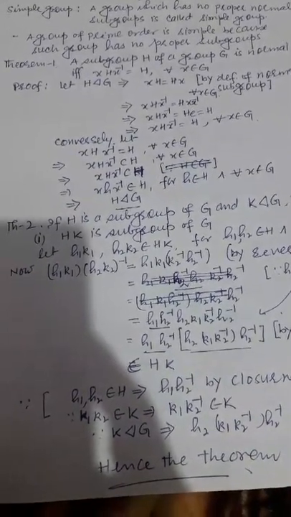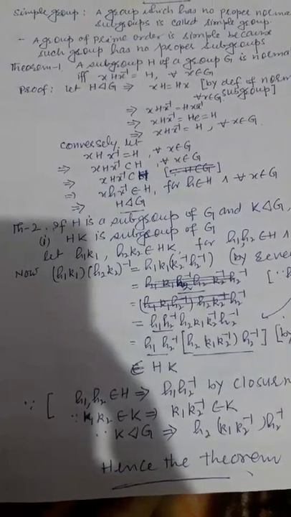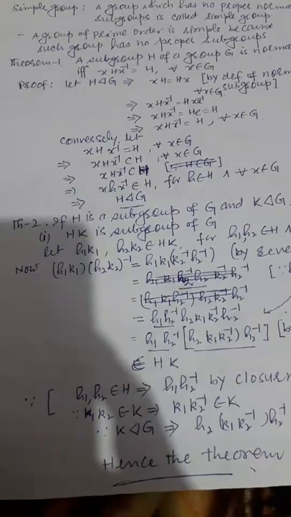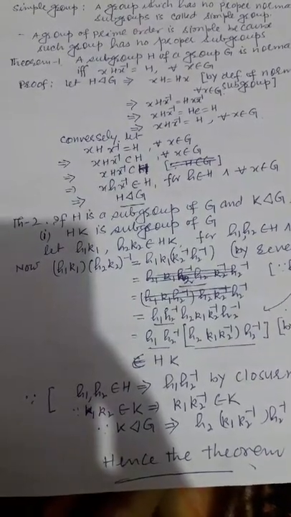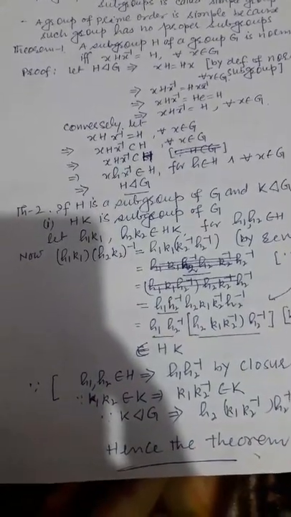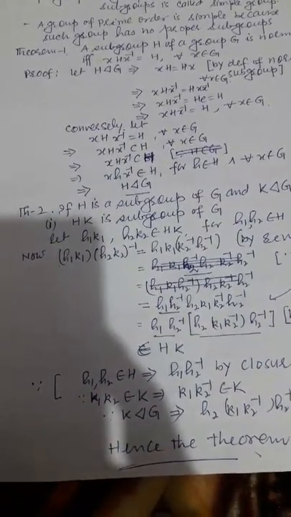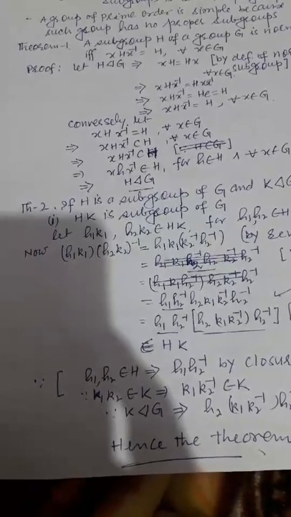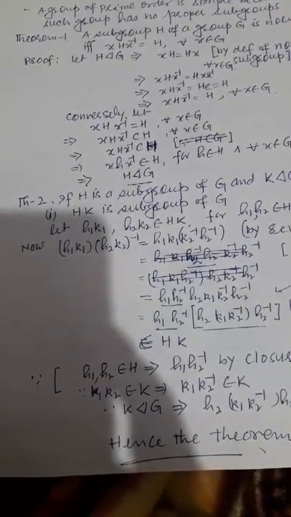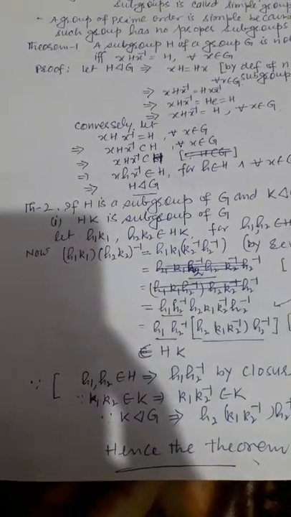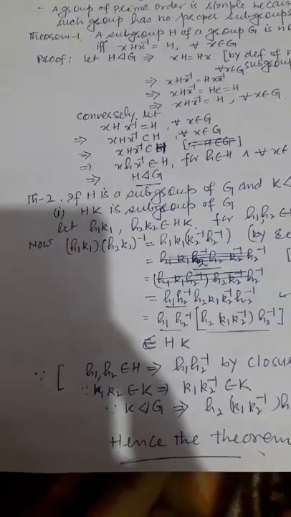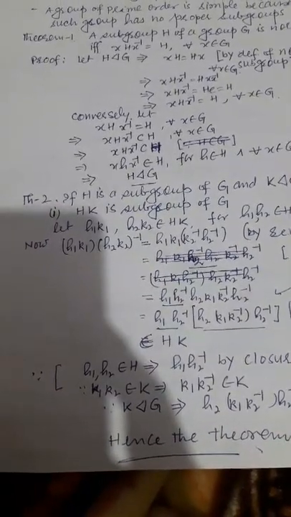Also, a group of prime order is simple. Prime order means we have only two factors. Suppose 3, 2, 5, 7, 23, because they have only two factors, one and itself. So they are prime numbers.